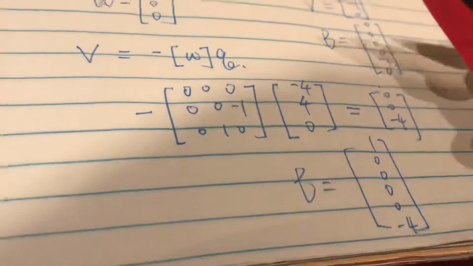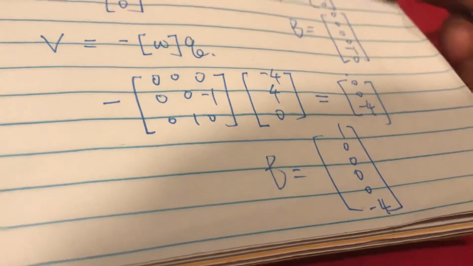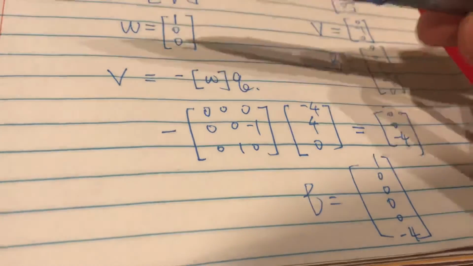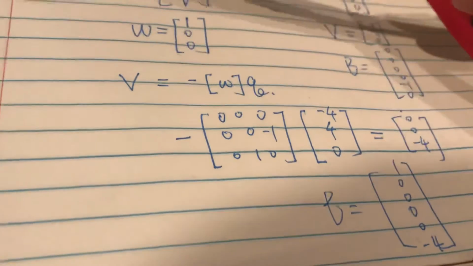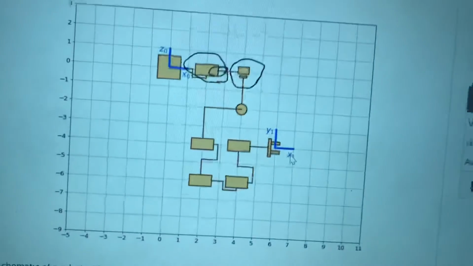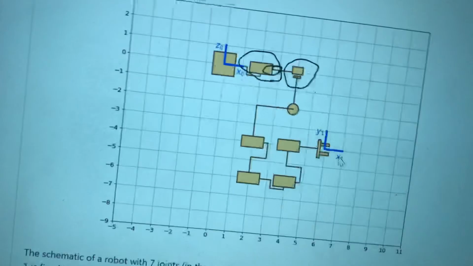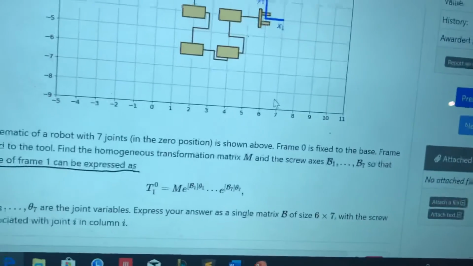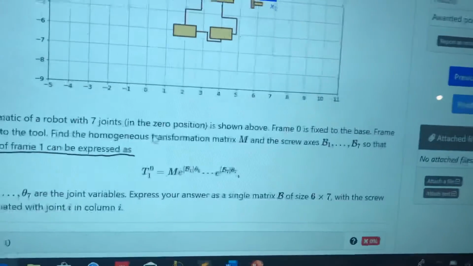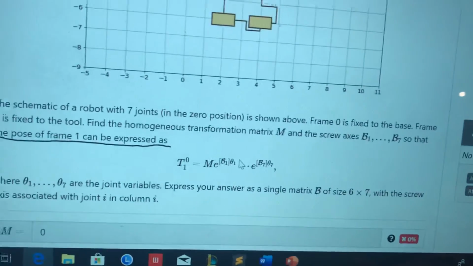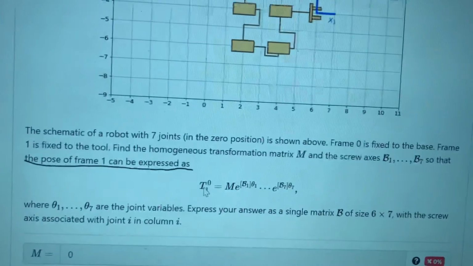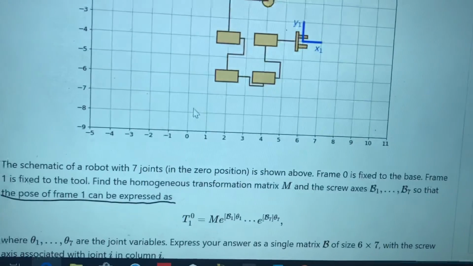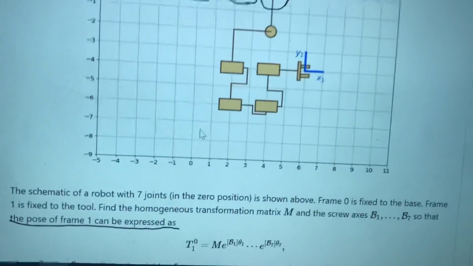So right now we know how to calculate B for the prismatic joint, and we also know how to calculate B for the rotation joint, and we can get B for all the joints right here. Then we can get B, and we already got M. So in order to get the transformation, we can just plug in all the M and B's, and we'll get T. I think this is very interesting and it's not too hard to get, and I hope I can learn some more robotics knowledge in the future.